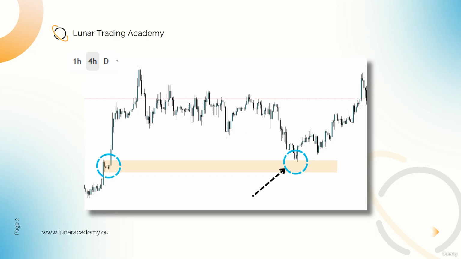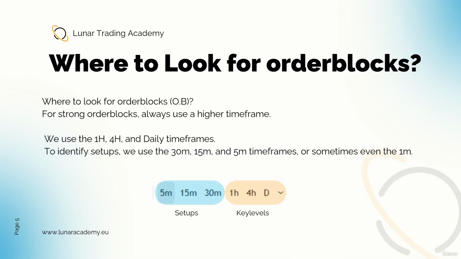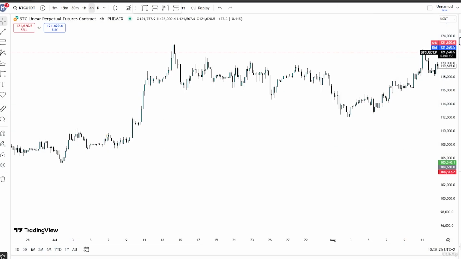The best timeframes for order blocks are 1 hour, 4 hour, and daily. Order blocks from these timeframes tend to be more respected. Lower timeframes such as 5 minute, 15 minute, or 30 minute are used for entries. I'm currently looking at the 4 hour timeframe.